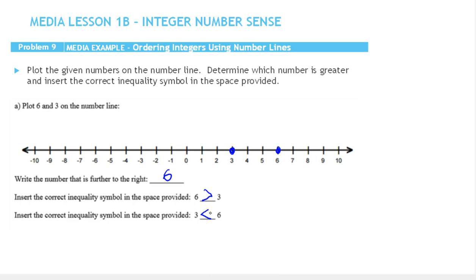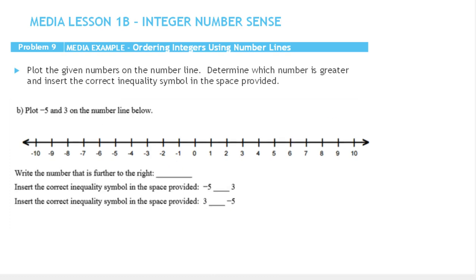Let's look at the next one. Plot negative 5 and 3 on the number line below. Well, here's negative 5, and here's 3. The number that is further to the right is the larger number. So 3 is the larger number. So here, I'm going to point the inequality symbol so the open part is towards the 3, and I'm going to do the same thing here.